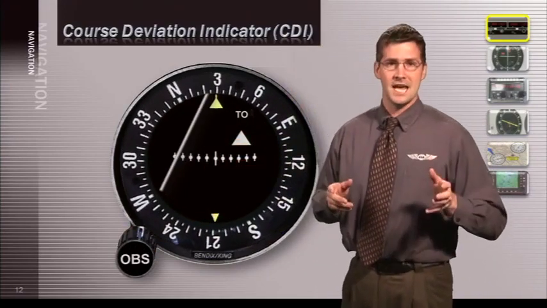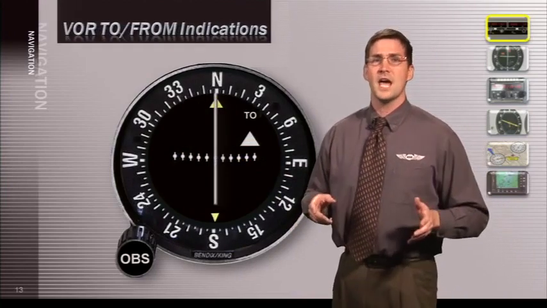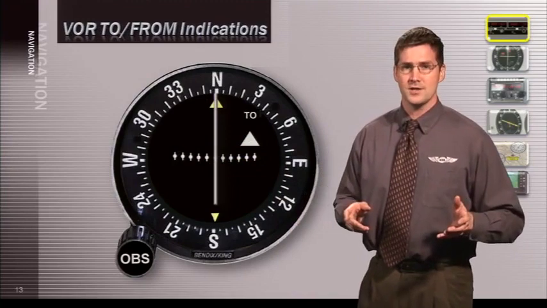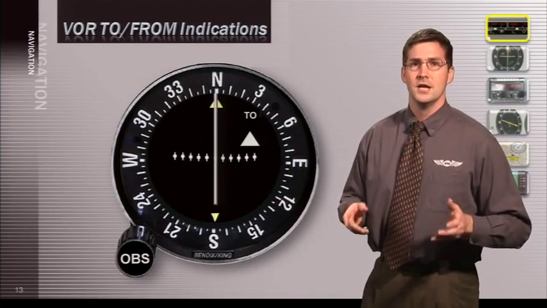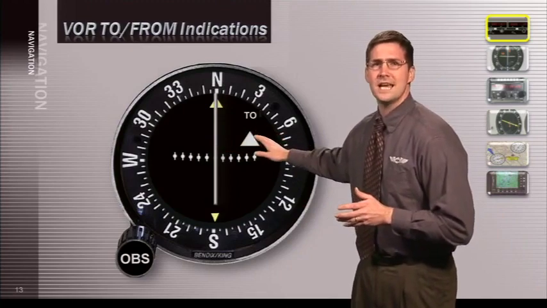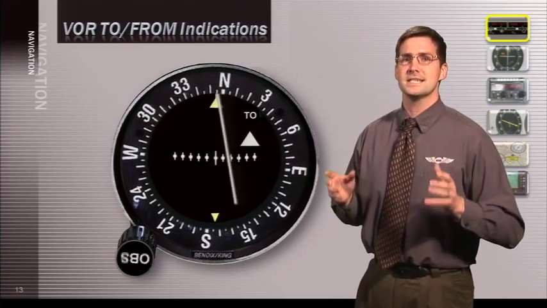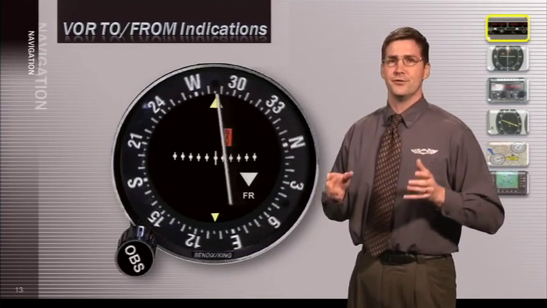Now, this next animation illustrates the operation of the to and from flag. Again, we are directly south of the VOR station, flying north. Note the needle is centered, and we have a solid to indication. Next, if we set the OBS to 180 degrees south, note how the needle deflects.